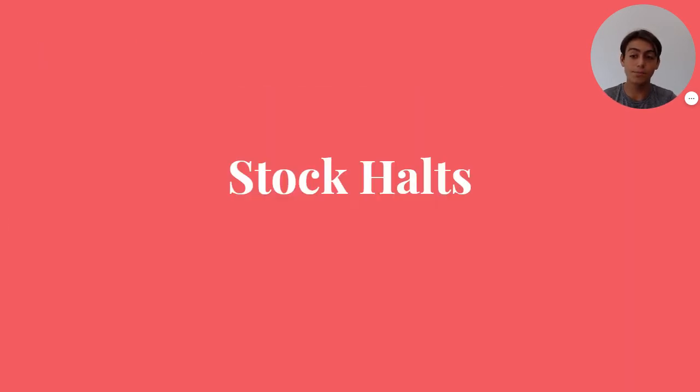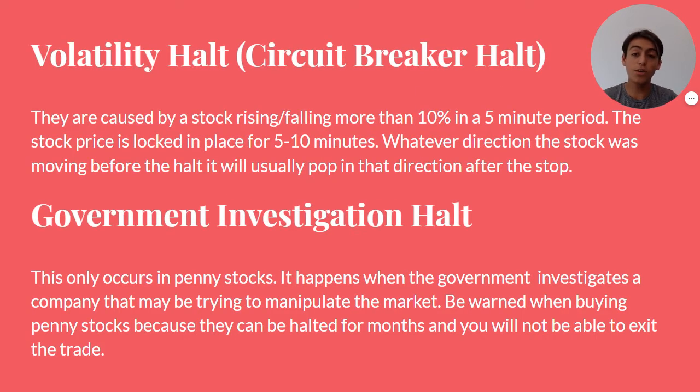Stock halts. The volatility halt, otherwise known as a circuit breaker halt, is caused by a stock rising or falling more than 10% in a 5-minute period. The stock price is locked in place for 5 to 10 minutes. This allows the stock's volatility to decrease and be less sporadic, hence the name volatility halt. Whatever direction the stock was moving before the halt, it'll usually pop in that direction after the stop.